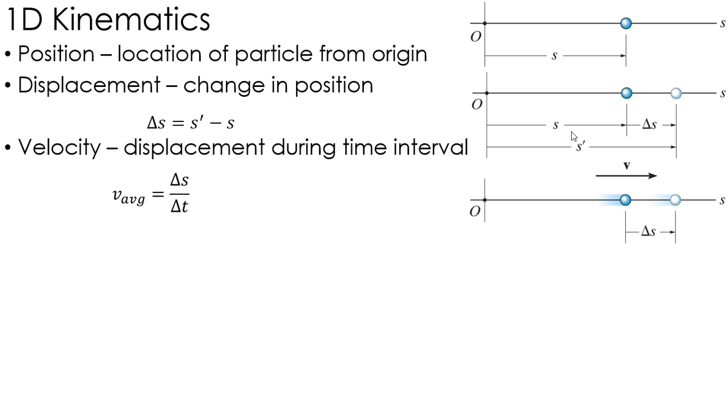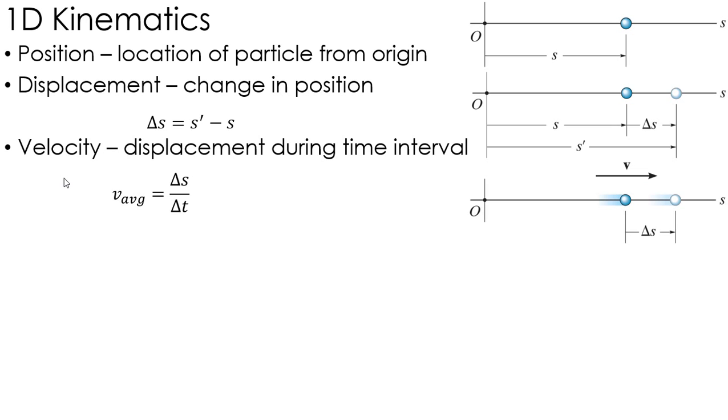Velocity is that displacement during a time interval. So again, I move that position, that displacement delta s, and divide that by the change in time during that displacement, delta t. We would call that average because that's a discrete set of times. So some discrete position divided by some discrete time, we call that average velocity.